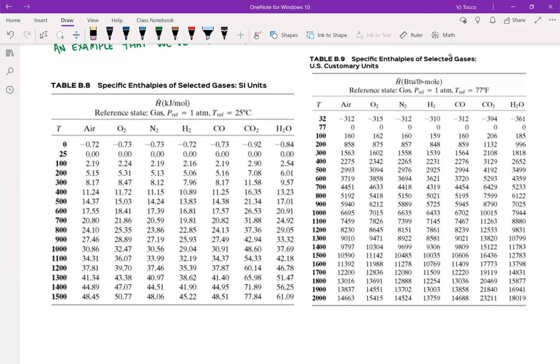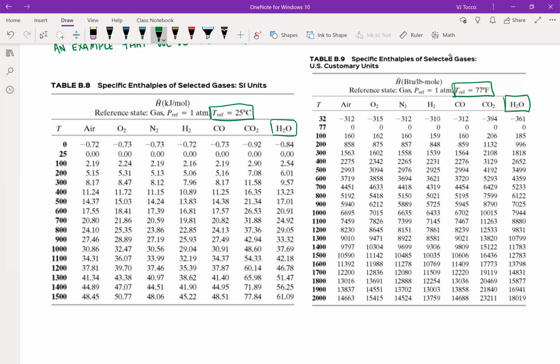The first thing that jumps out at me is that water is on this table as well. And if you would like to compare table B8 to table B7, you can do so. The only thing you need to be aware of is that this water is for water vapor, or gaseous form of water. And the other thing is that the reference state of the table is different. The reference state is labeled clearly at the top: 77 degrees Fahrenheit for table B9 and 25 degrees Celsius for B8.